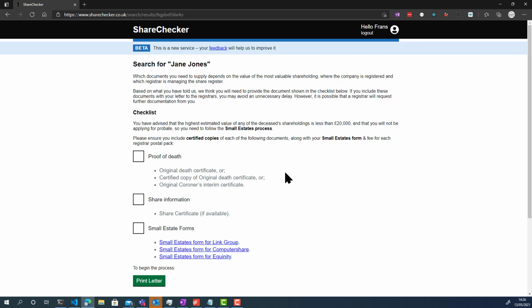And that means you need some different documentation, specifically one of these proof of death. Again, if you have the share certificate, but you will also need to fill in what's called a small estate form, one for each of the 3 registrars. They are different for each registrar. And then as before, you can then print the letter, send it out to each of the registrars along with the accompanying documentation. And again, it's highly likely that you will be able to conclude the process in one transaction rather than multiple times of writing back and forth.